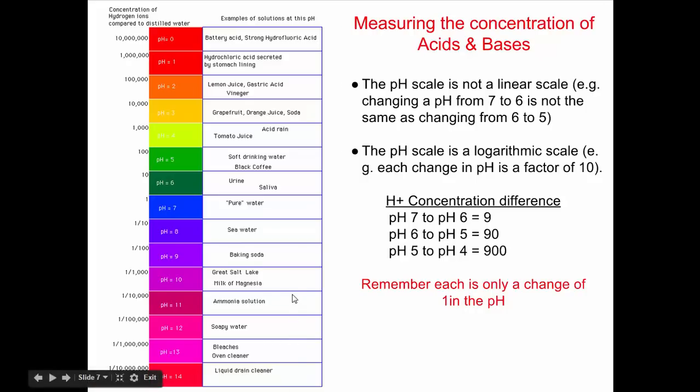Okay? So you can see there are some things, baking soda, obviously we use for cooking. It's a base. But ammonia, soapy water, those things we can't eat. So strong bases are just as dangerous to us as strong acids are. And typically we don't think of that.